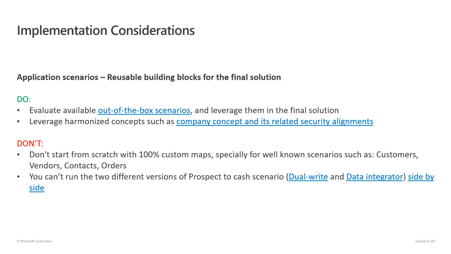One of the things you want to consider is that you cannot run two different versions of the prospect to cash scenario. We previously shipped one version with data integrator, and today we have another version on dual write. Those two versions cannot be run side by side. So for that, we have a migration path already in preview to move you from the data integrator to the dual write version.